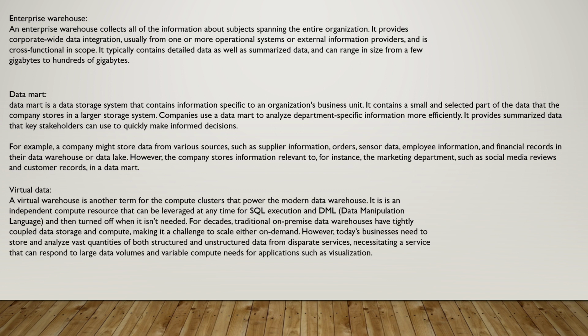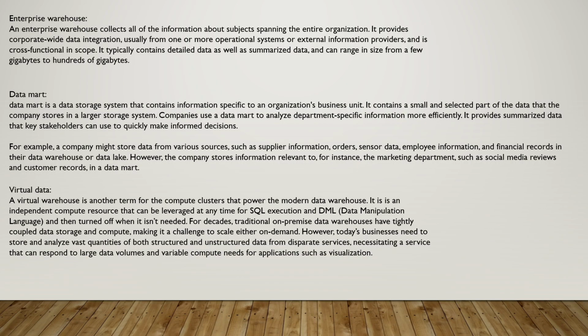For example, a company might store various resources such as supplier information, orders, sensor data, and other financial records in their data warehouses and data lake. Here the company also stores information relevant to, for instance, the marketing department, such as social reviews and customer records.